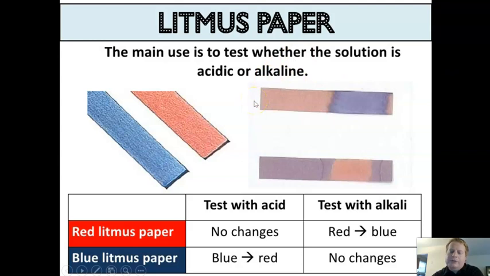Blue litmus paper will stay blue for base, or if it's red litmus paper, it will turn blue. So whatever, acid will turn things red or stay red. Base will turn litmus paper blue or stay blue if it's already blue.